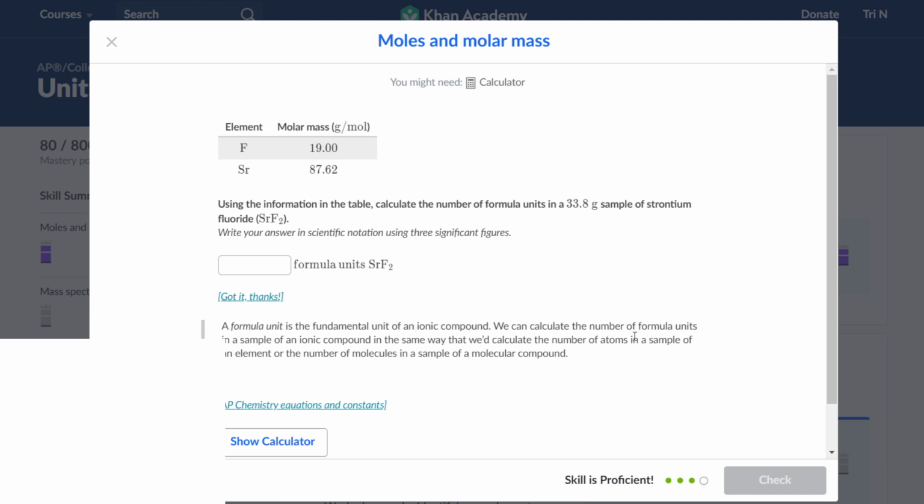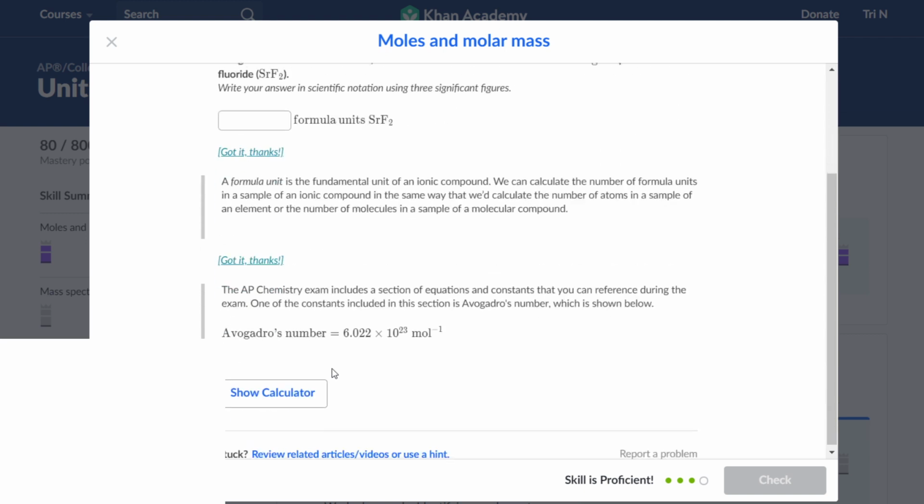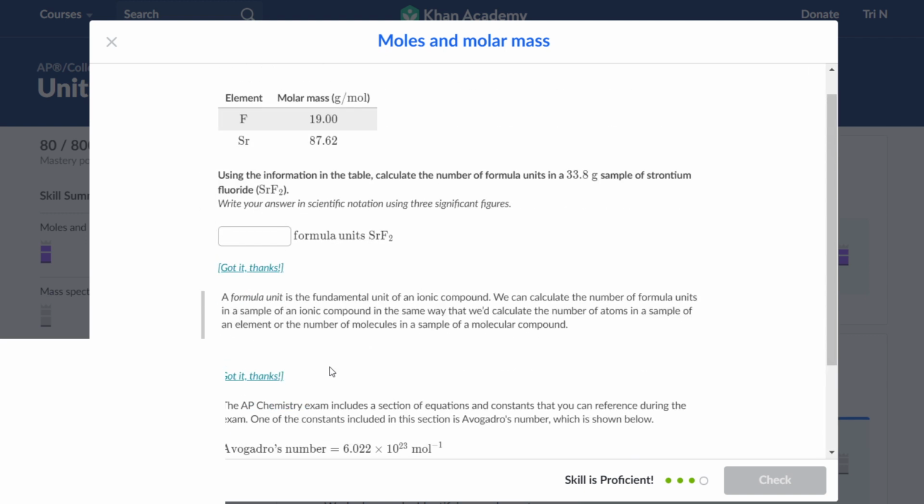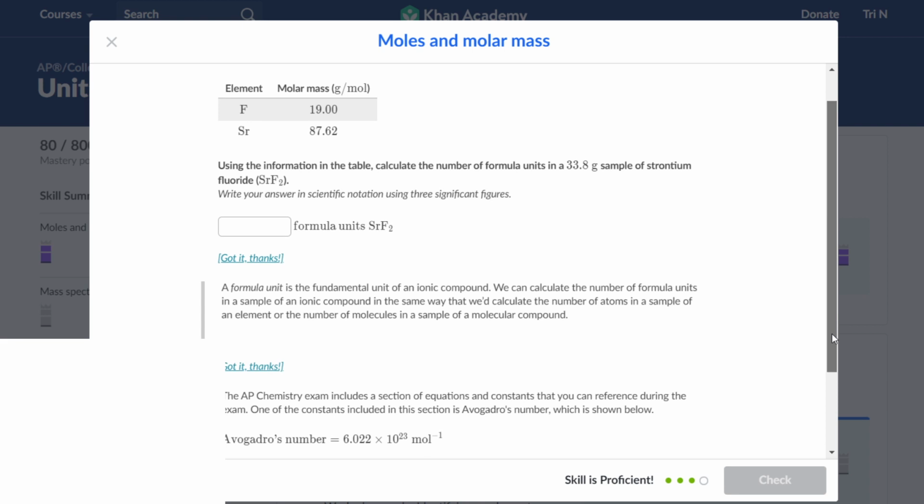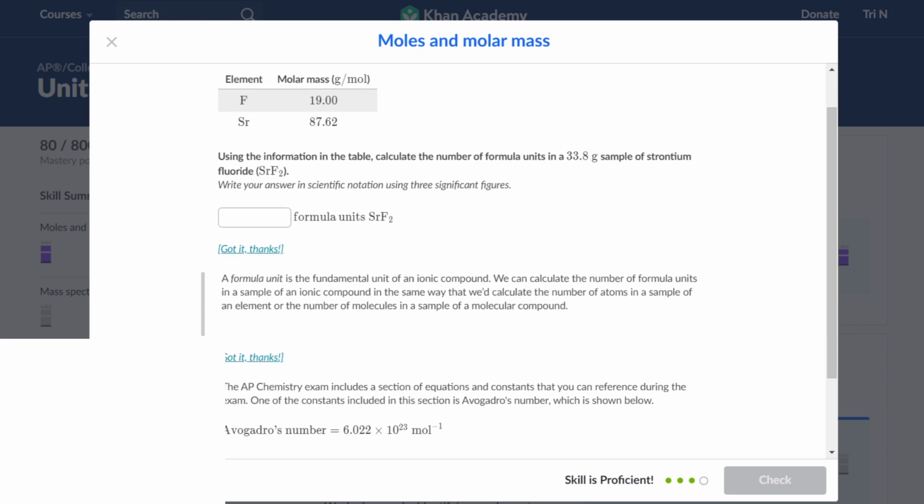We can calculate the number of formula units in a sample of ionic compound in the same way that we would calculate the number of atoms in a sample of an element, or the number of molecules in a sample of molecular compound. Perfect. And I think we would need the Avogadro number as well. So practically we need to convert from mass into formula units, or practically the atoms that we want to find on question 1.